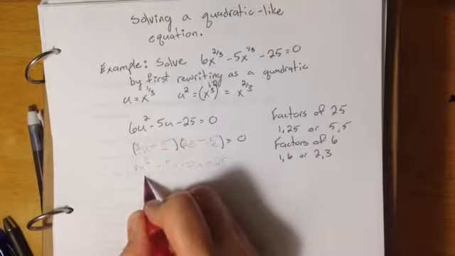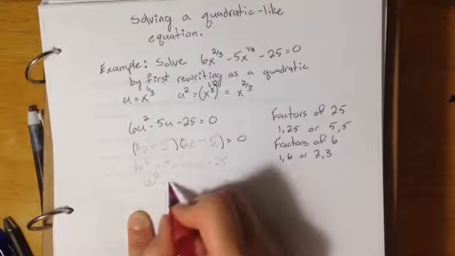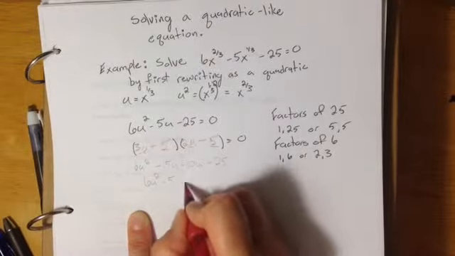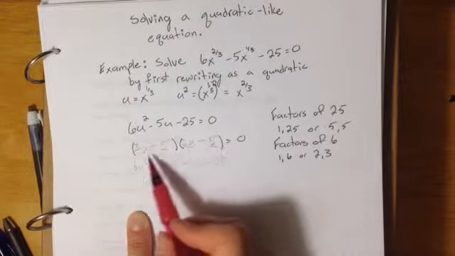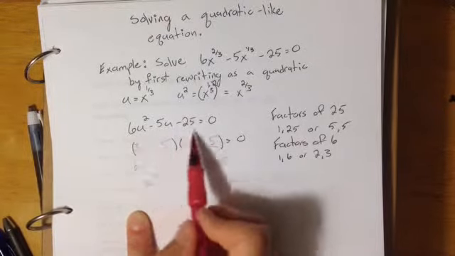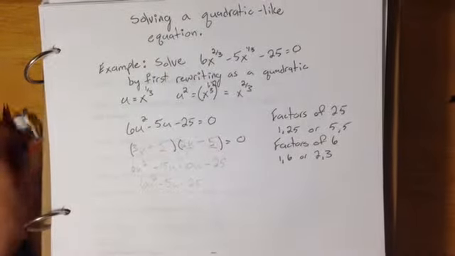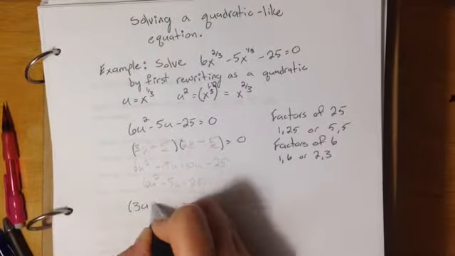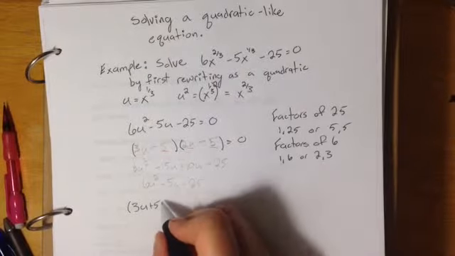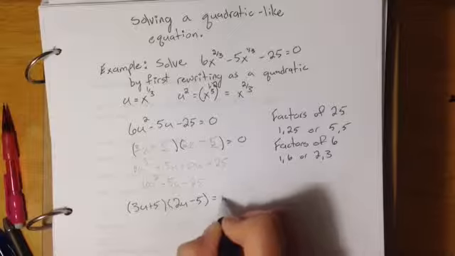Ooh, I think I got lucky on this one. 6u squared. When I combine my middle 2 terms, I get negative 5u minus 25. So sure enough, when I FOIL this factorization out, I get what I started with. So this must be the correct factorization. So I can go ahead and write that down as my next step. I have 3u plus 5 times 2u minus 5 equals 0.